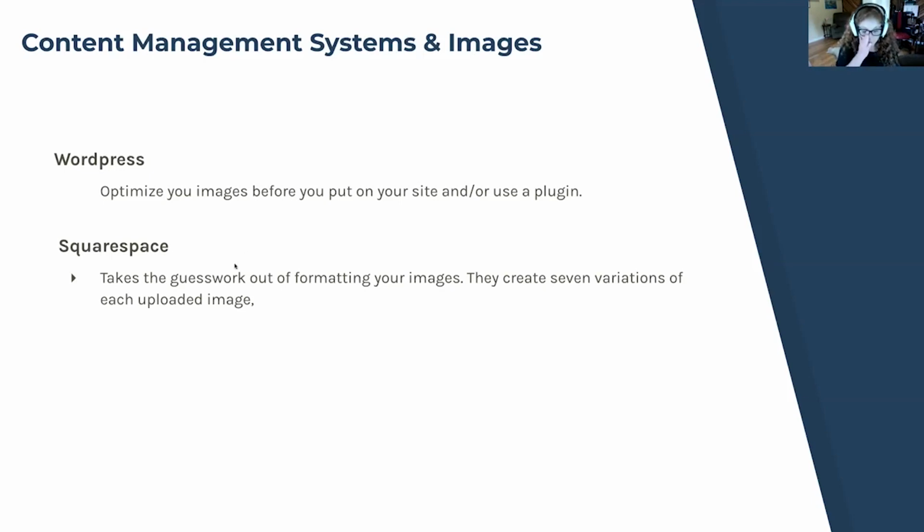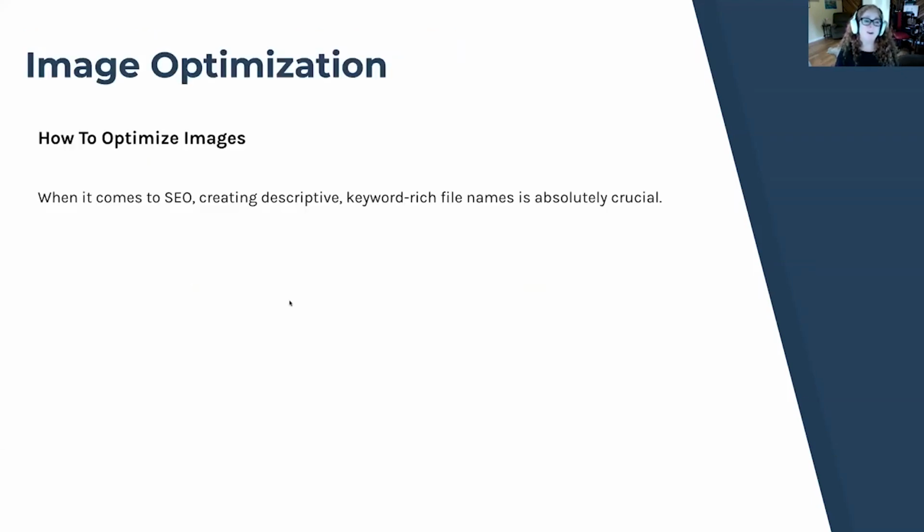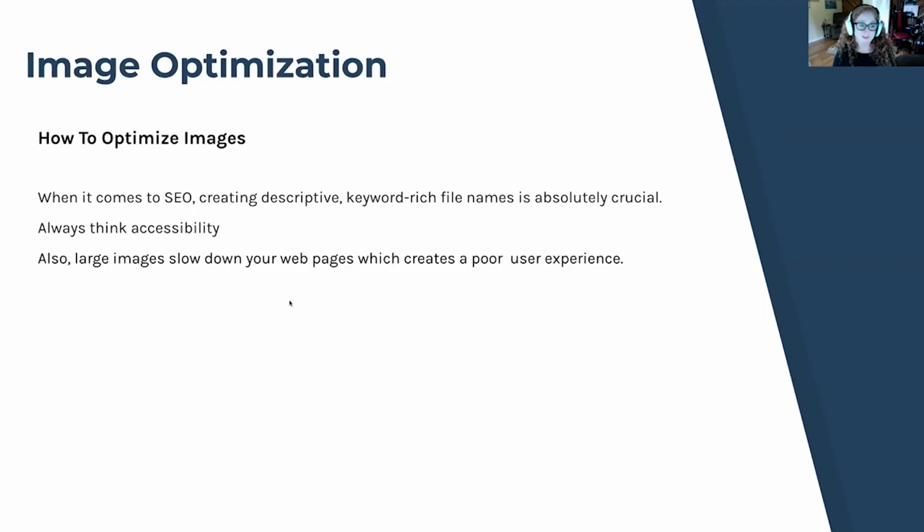Squarespace also takes the guesswork out of it and creates 7 variations. I think WordPress actually creates 3 variations of your images. So they do something similar to Shopify. It's very interesting what we all do, but our job is to actually optimize the images.